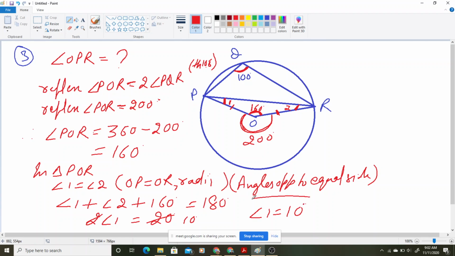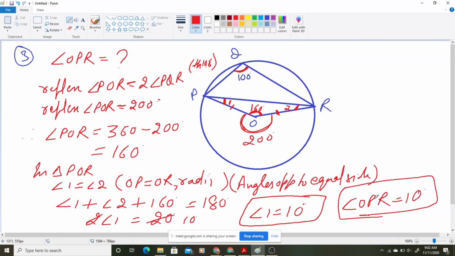So this is our complete answer. Angle 1 is how much we are getting? We are getting angle 1 as 10 degree, and this is the angle we need to find. This is what we had to find out. Angle 1 is our angle OPR. So it is 10 degree. Okay. So this is how you will be finding.